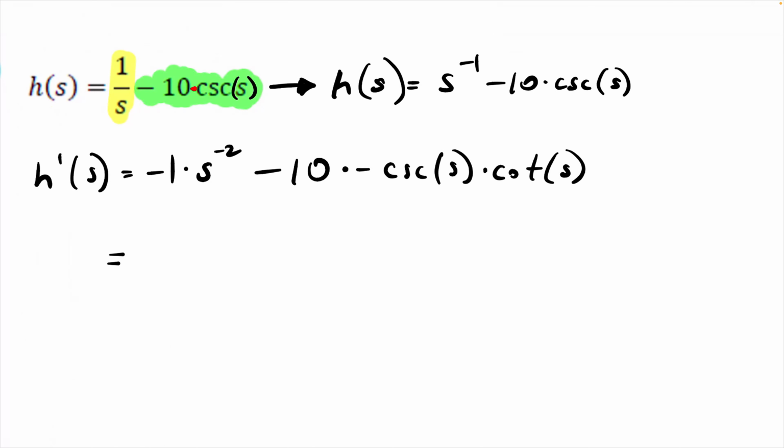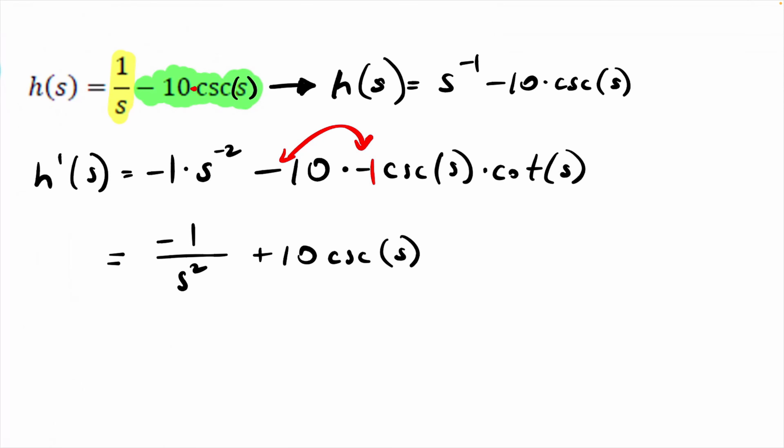Okay, that's the calculus part. Now we got to kind of clean it up. We got some double negatives here. We got some negative powers here. So this guy is going to become this. And then I'm multiplying this times this, right? Because there's a -1 there. So it's actually going to be plus 10 times cosecant of s times cotangent of s.